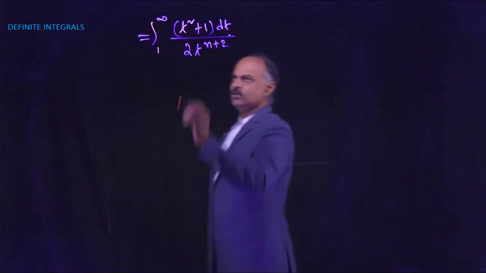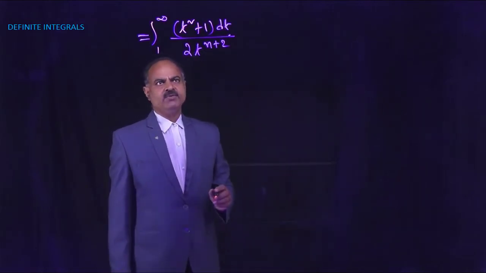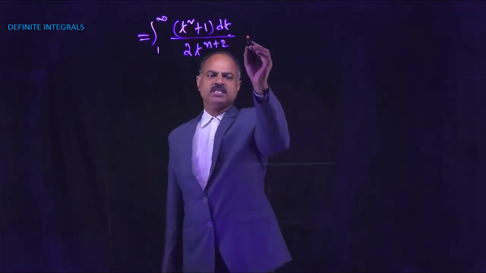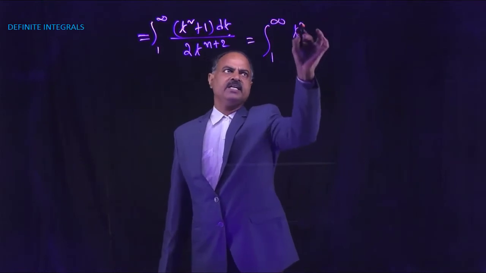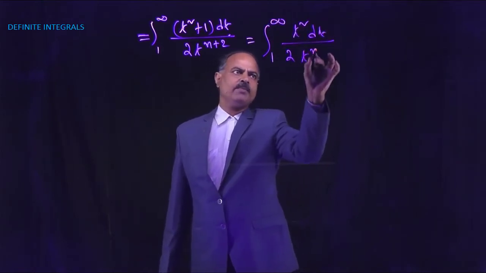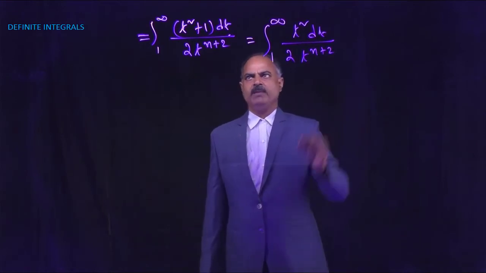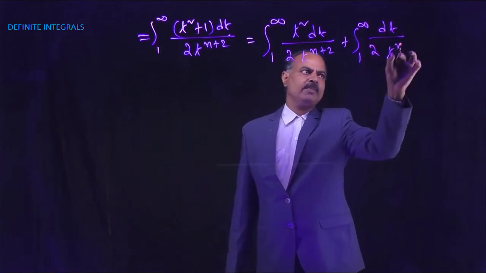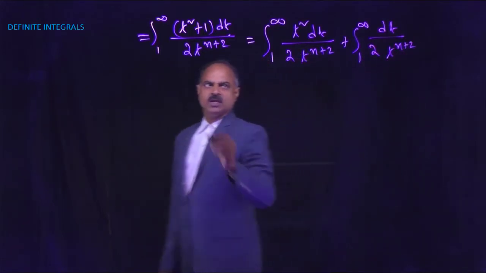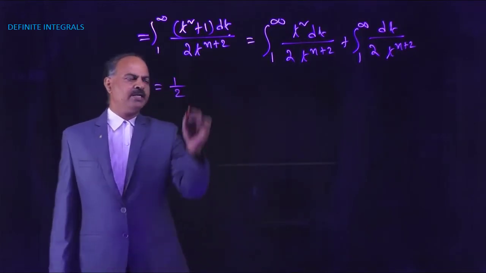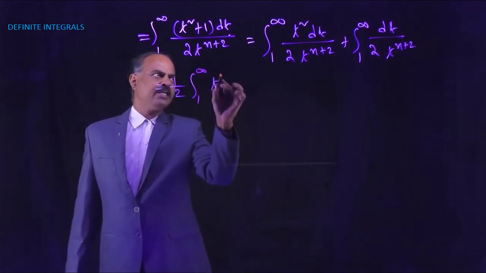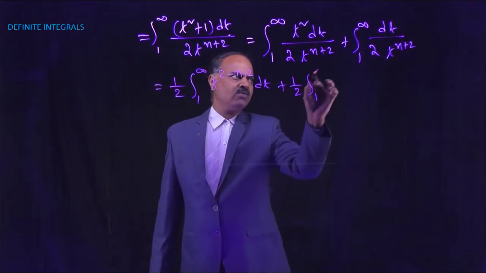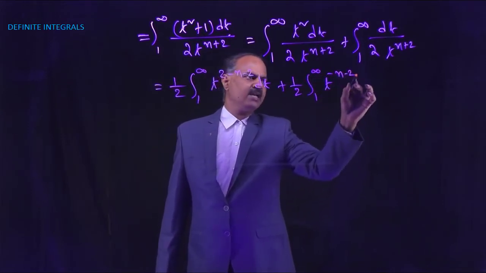Next, this is equal to the integral from 1 to infinity of (t square plus 1) dt by 2 into t to the power n plus 2. Now this can be written as the integral from 1 to infinity of t square dt by 2 into t to the power n plus 2, plus the integral from 1 to infinity of dt by 2 into t to the power n plus 2. Now this is equal to 1 by 2 into the integral from 1 to infinity of t to the power 2 minus n minus 2 dt, plus 1 by 2 into the integral from 1 to infinity of t to the power minus n minus 2 dt.